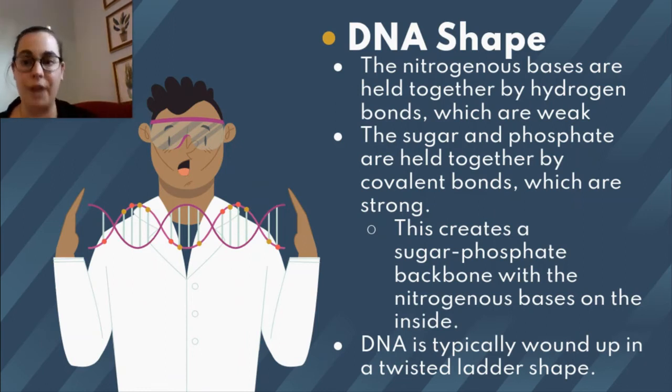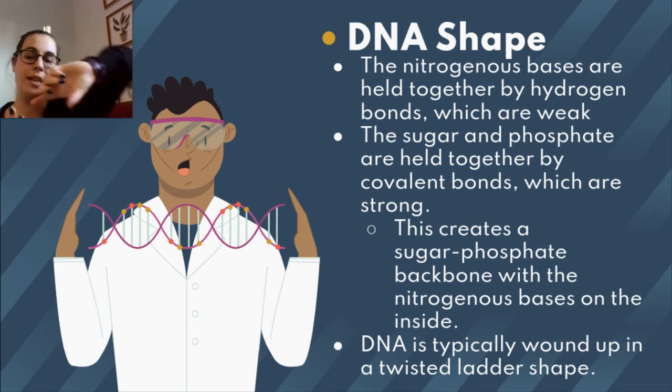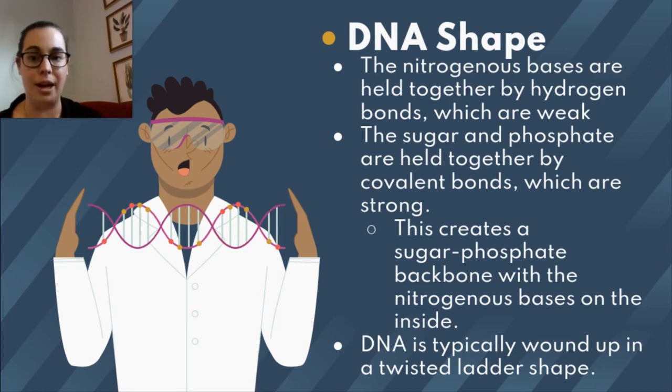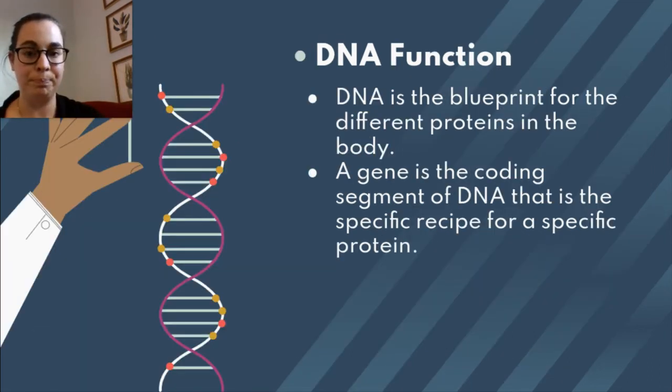The sugar and phosphate are on the outside, the deoxyribose sugar and the phosphate. This creates a super strong backbone with the weaker nitrogenous bases on the inside. Remember, our code is in those bases, so we want to keep that code safe. So we have our strong backbone with the sugar and the phosphate with our code on the inside. And then DNA twists and builds a protective shell around that code. And that's why it's called a double helix or a twisted ladder shape.